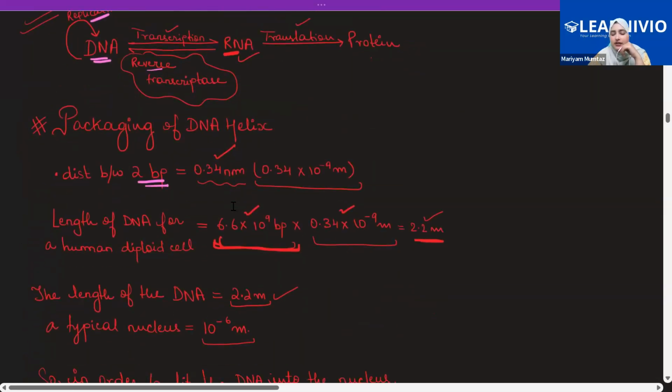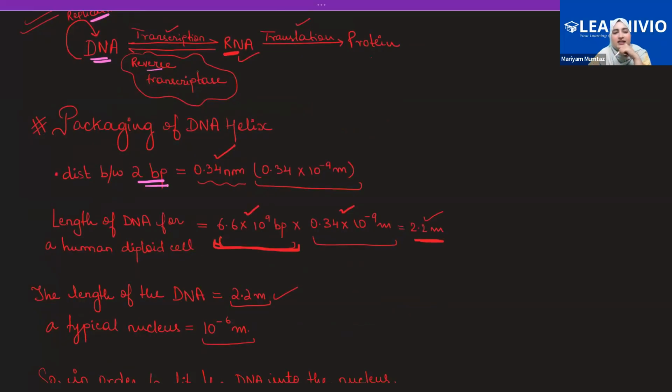Okay. Now today we are going to be talking about the packaging of the DNA helix. How is the DNA packed? So basically we know that the distance between the two base pairs was 0.34 nanometer, that is 0.34 into 10 to the power minus 9 meters. If you multiply the distance between the two base pairs and the total number of base pairs together, you will get the length of the DNA, right? We saw how to calculate the length of the DNA.